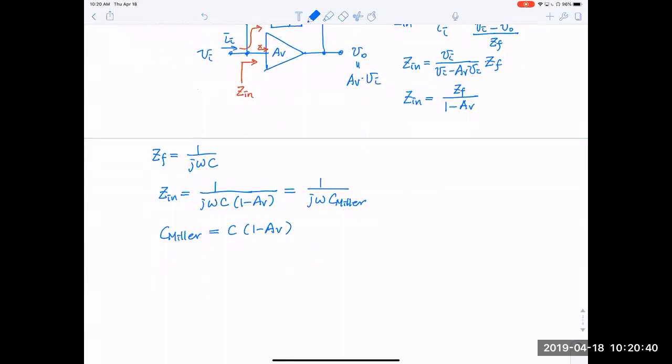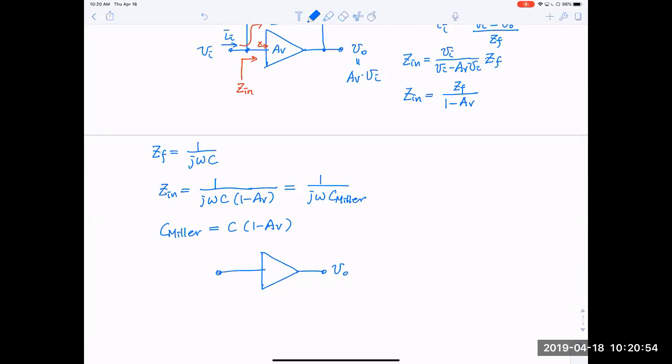So you have a Miller capacitance connecting to ground. So what are the benefits of this? The benefit is I have eliminated the connection between input and output, which makes our analysis tedious. Now this Miller capacitance is directly connected to ground. So this C Miller here, and here's VI. So these become very easy to analyze. All the complexity has disappeared.